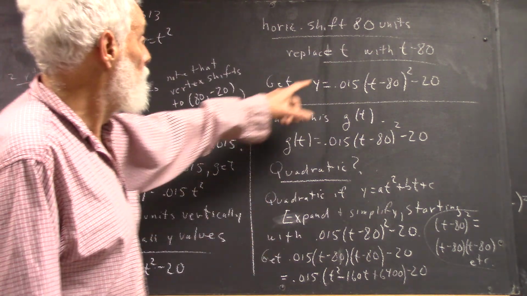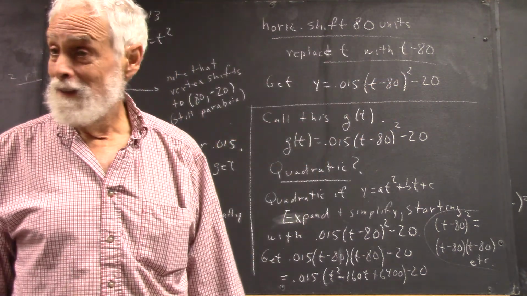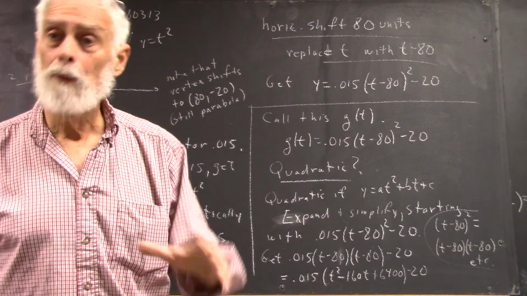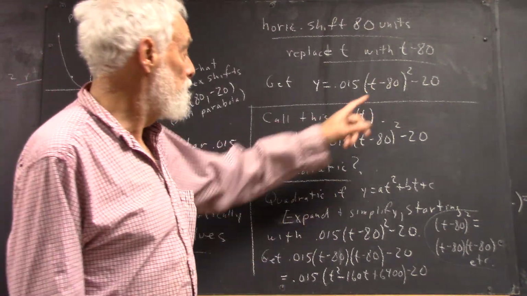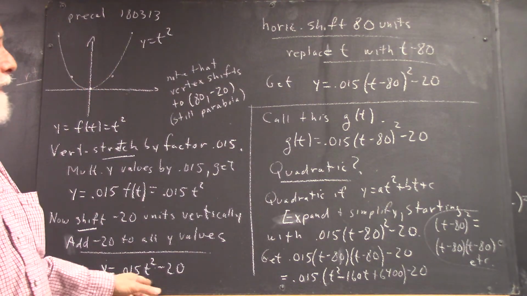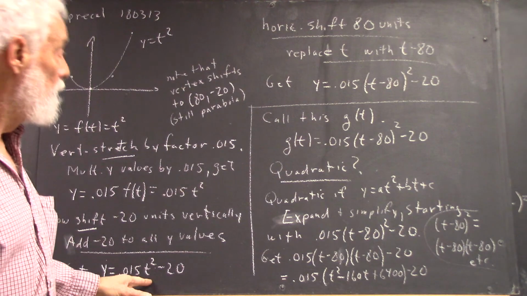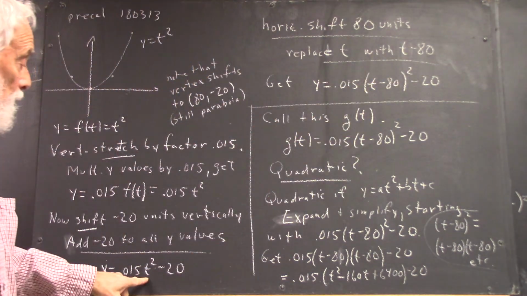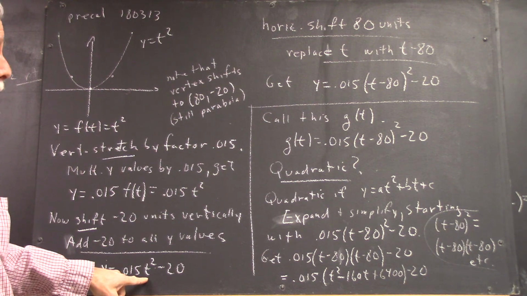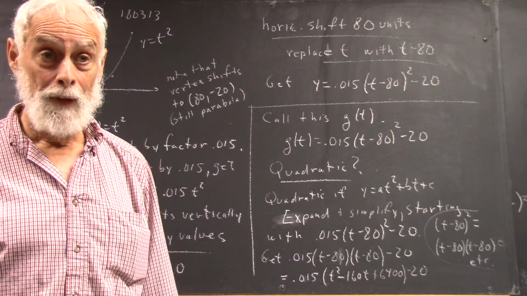Anyhow, a horizontal shift of 80 units. How do you do a horizontal shift? People didn't do well with horizontal shift either, but this is the confusing one. You replace t with t minus whatever your horizontal shift is. So you replace t with t minus 80, and your t squared is going to become t minus 80 squared, right? That's the rule.